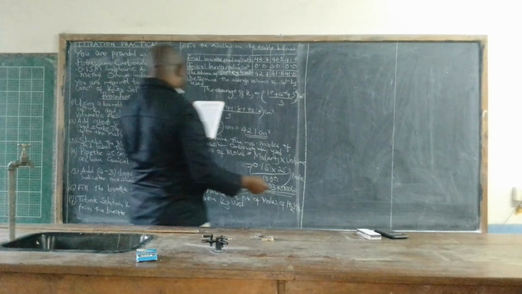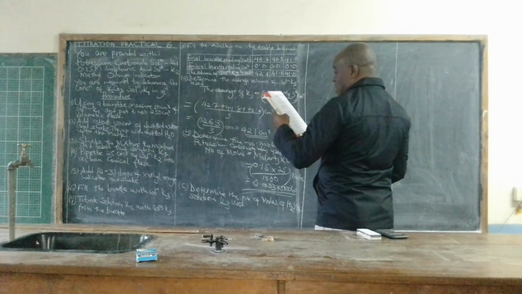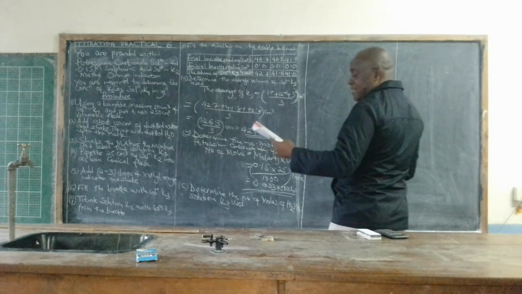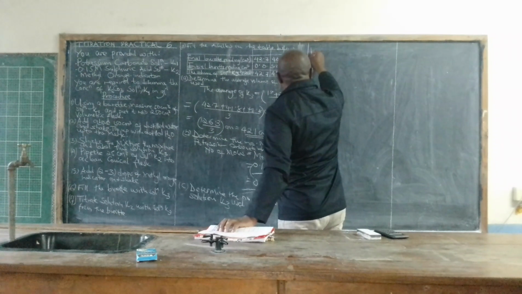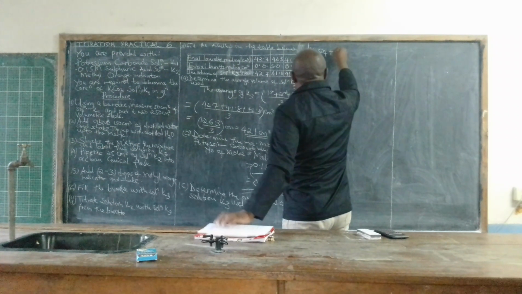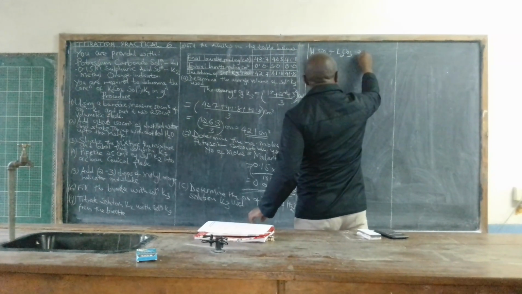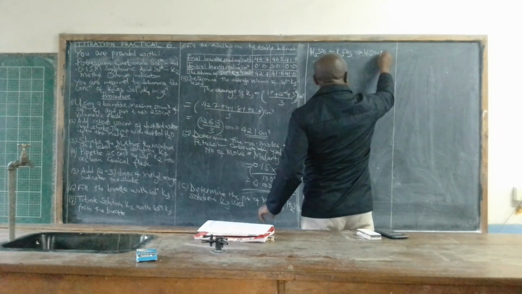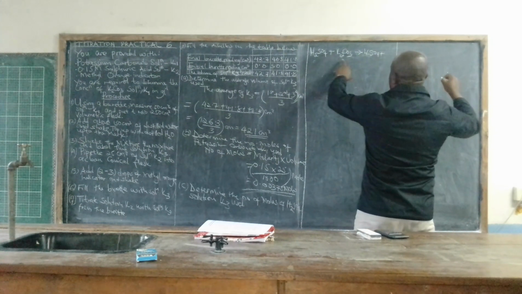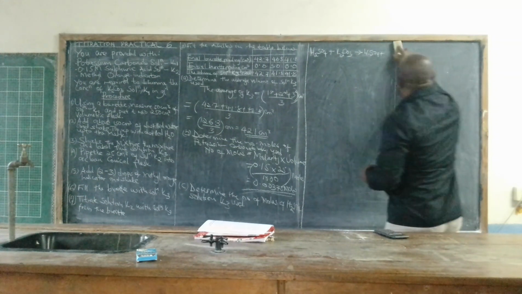So in this case, we must write an equation first, a well-balanced equation, so that it can guide us in our calculations. So we are just going to say sulfuric acid plus potassium carbonate is going to give us potassium sulfate plus carbon dioxide plus water.